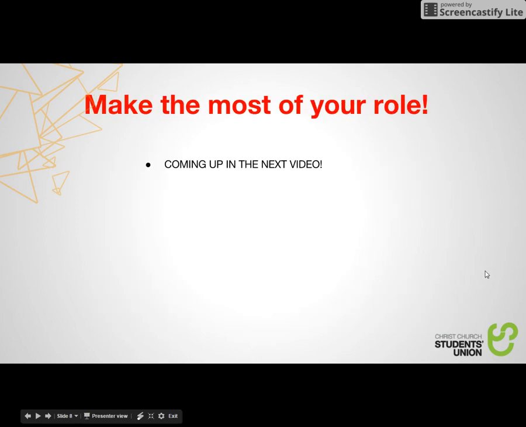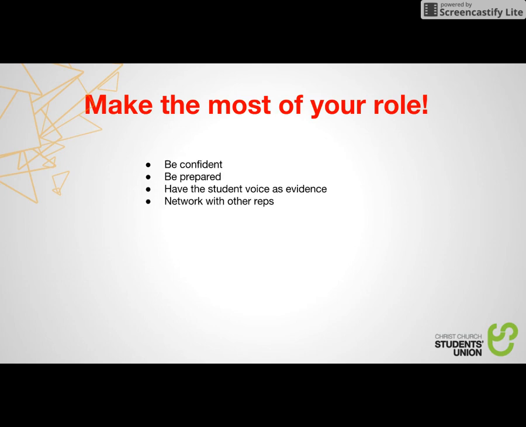Now, make the most of your role. Make the most of it because it's so relevant, it's so important. Think about it. You are one of the approximately 17,000 students at Christchurch who has this brilliant opportunity to sit at a decision making table alongside the senior managers, seeing what proposals are being put forward before everyone else and making sure that the student voice is heard. So please make the most of it, but we'll also have a video that will tell you a bit more about how to do that.